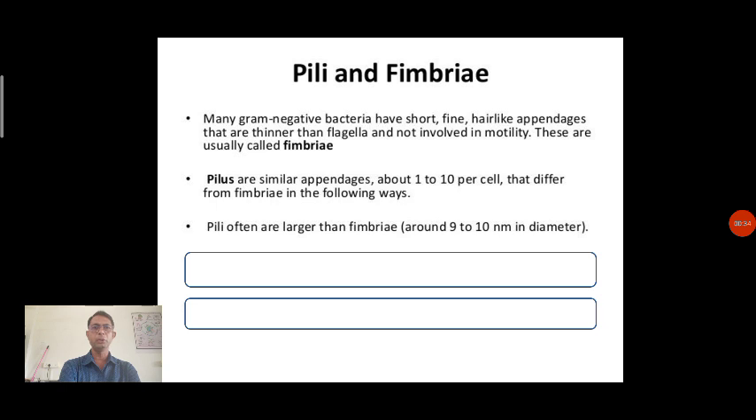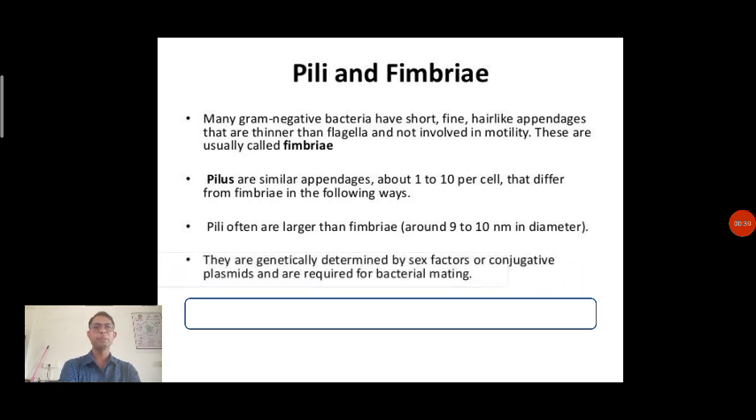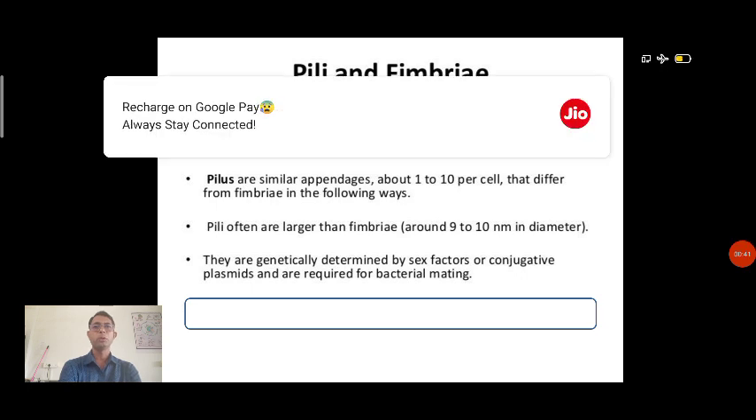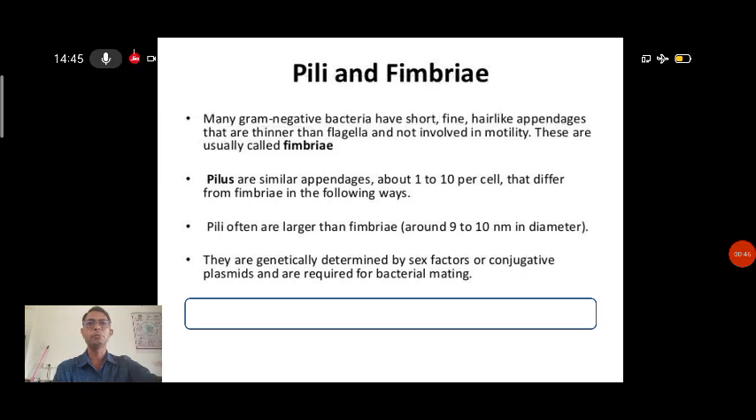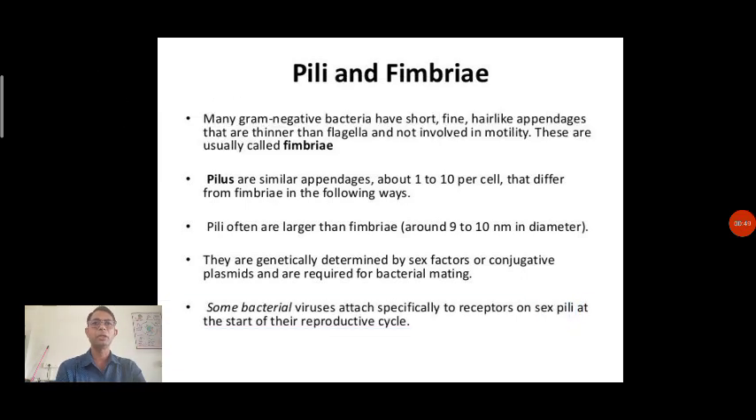Gram negative bacteria have this particular type of fimbriae, and pili are similar appendages, about 1 to 10 per cell, that differ from fimbriae in various ways. For example, they are genetically determined by sex factor or conjugative plasmids, are required for bacterial mating, and some bacteria or bacterial viruses attach specifically to receptors on sex pili at the start of their reproductive cycle.